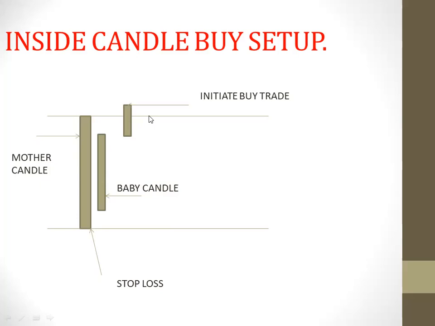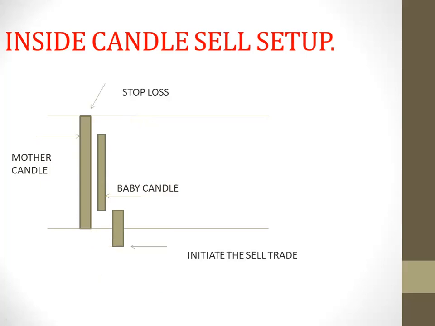Okay. And similarly, we are having the sell setup. For this sell setup, we are having a mother candle, followed by the mother candle, we are having a baby candle. Whenever the low of this mother candle breaks, we will initiate the sell trade and we will keep a stop loss at the high of this mother candle. And the initial target is 1:1. Afterwards, we need to trail our target.